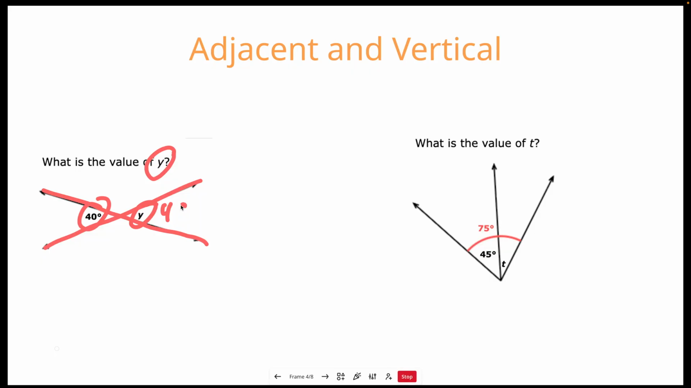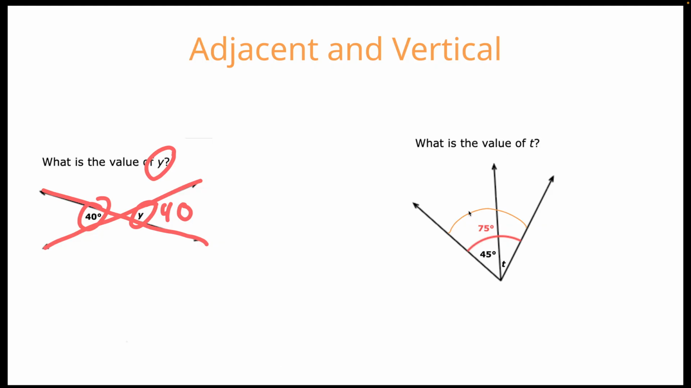For this problem on the right, these are adjacent angles, okay? And adjacent angles are just right next to each other. And this red arc, this red part of the drawing that you see, just tells me that this angle plus this angle has to give me a total of 75 degrees.